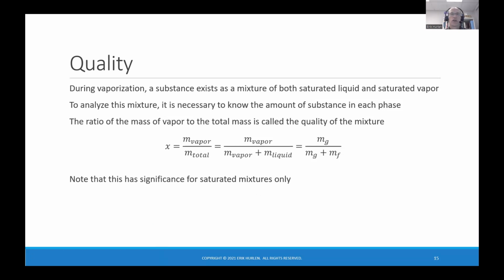The quality is denoted by x, and we can calculate it via this formula here, where x equals m_g over m_g plus m_f, where m_g is the mass of the substance in the vapor phase, while m_f is the mass of the liquid phase. Note quality is only defined for the saturated state. Nothing else is a combination of both liquid and gas phases.